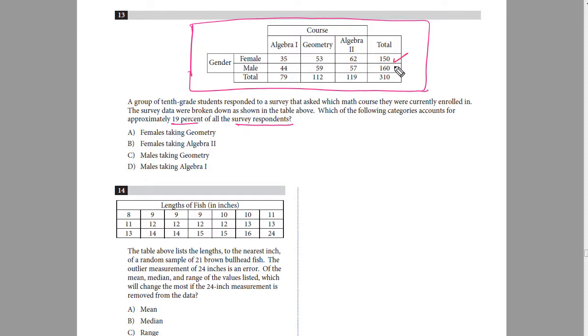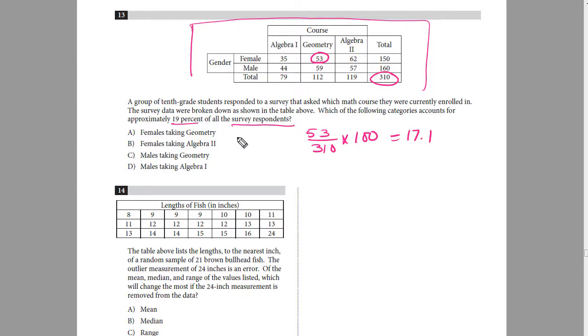The total females are 150, the total males are 160, and total students are 310. Now let's look at the options, and we have to find out 19% of all the survey respondents. So all the survey respondents are 310. Alright, so females taking geometry. So 53 females are taking geometry. So we will find out the percentage. 53 divided by 310 times 100. Now we can use the calculator here. So 53 divided by 310 times 100 will give us 17.1%.